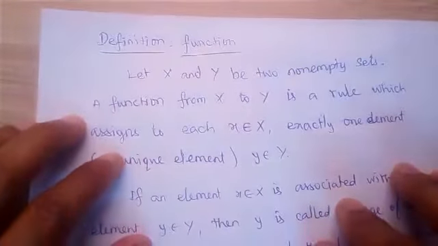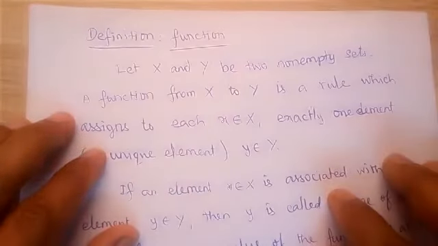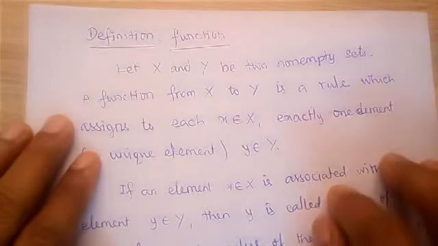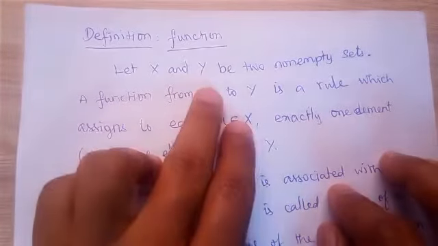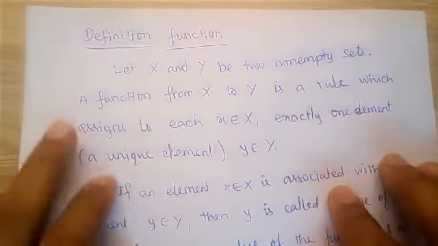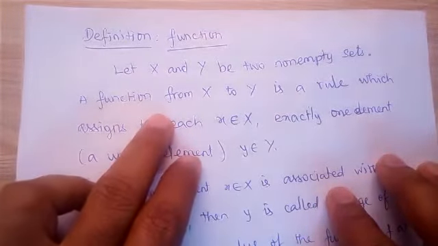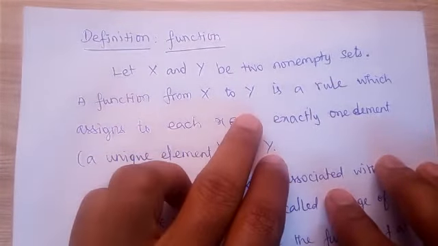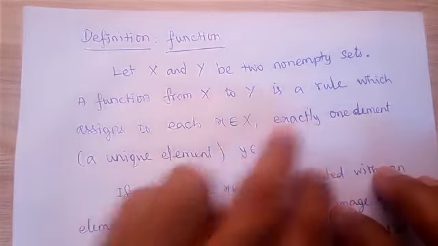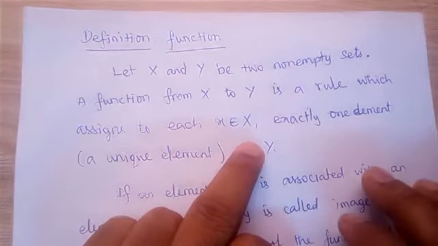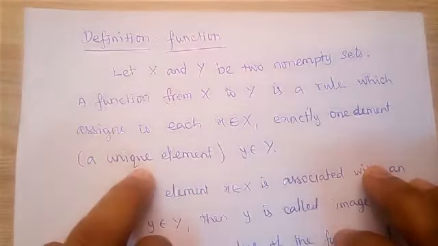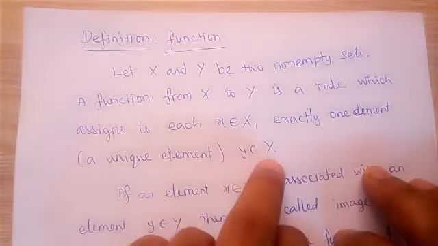Now we are going to the definition of a function. We consider two non-empty sets. Let X and Y be two non-empty sets. A function f from capital X to capital Y is a rule which assigns to each element x belonging to X exactly one element, a unique element y belonging to capital Y.